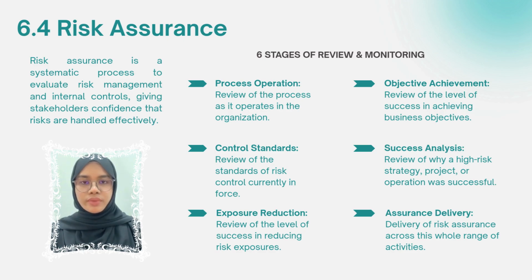of review. The first one is process operation, where we review how the risk processes function day to day within the organization. Second one is control standards. We evaluate if the current standards of risk control are actually in force and still relevant. The third stage is exposure reduction. We measure our success in actually reducing the organization's risk exposures.